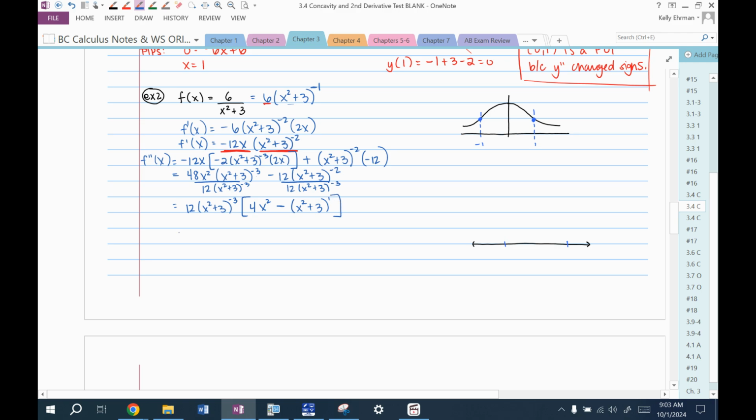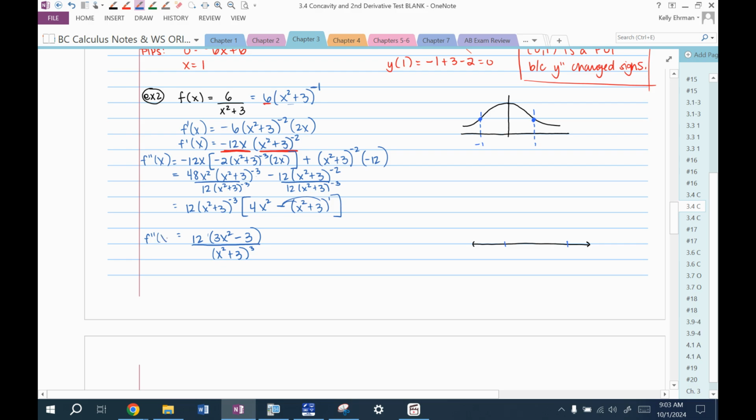All right, so now this 12 stays up here. x squared plus 3 to the negative third gets sent to the denominator. Now it's to the positive third. 4x squared minus x squared is 3x squared, and distribute the negative all the way through, so it should be minus 3.